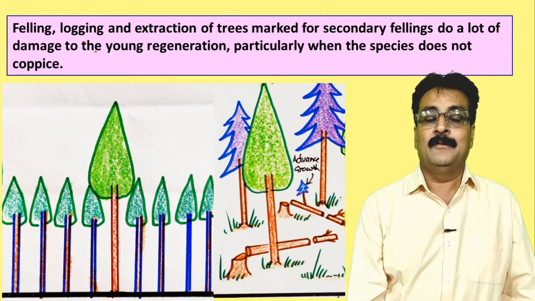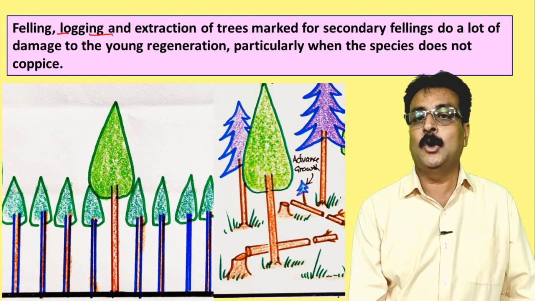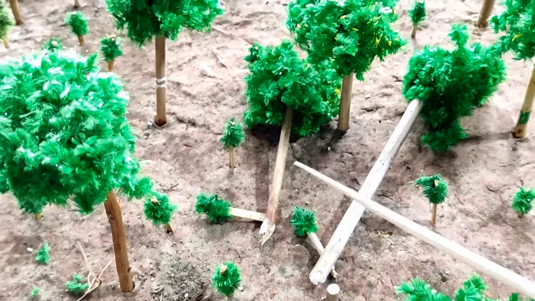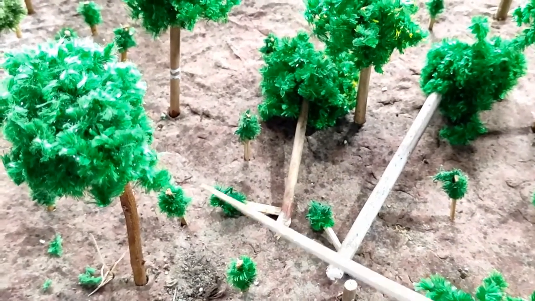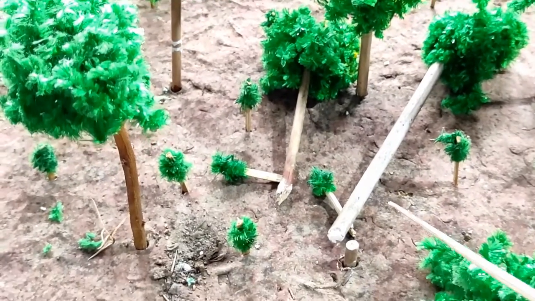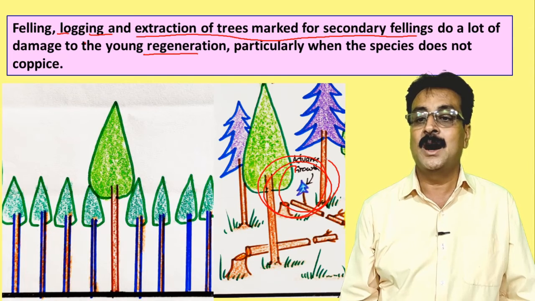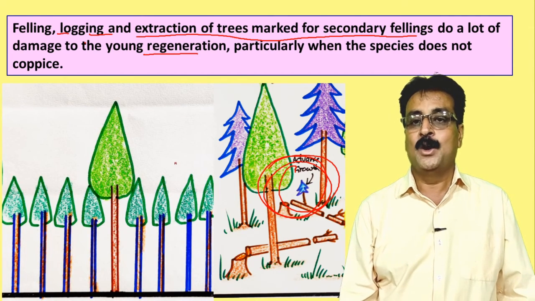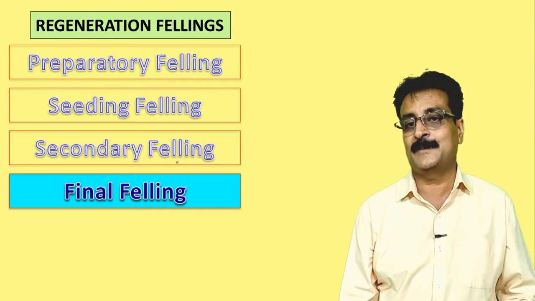But when we go for more secondary fellings, the felling, logging and extraction of the trees which we mark for secondary felling do a lot of damage to regeneration, particularly in species like silver fir and Abies pindrow. So we have to take care, because secondary felling will cause a lot of damage to the undergrowth by logging, felling and extraction. This is the disadvantage of going for 2 or 3 or more secondary fellings.